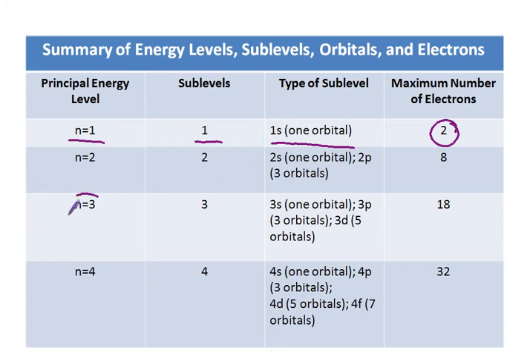N equals 3 has 3 sublevels. It has a 3s, a 3p, a 3d. N equals 4 has 4 sublevels, 4s, 4p, 4d, 4f. Notice that the energy level number is the number that I place in front of the type of sublevel, okay, each time.